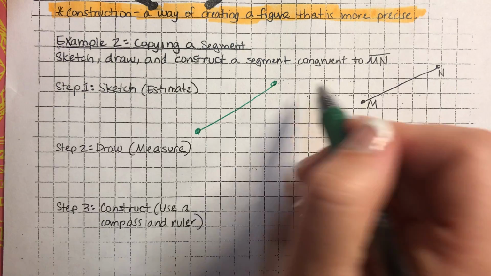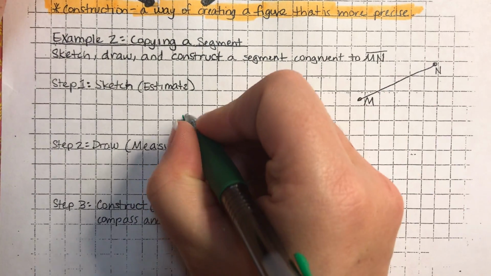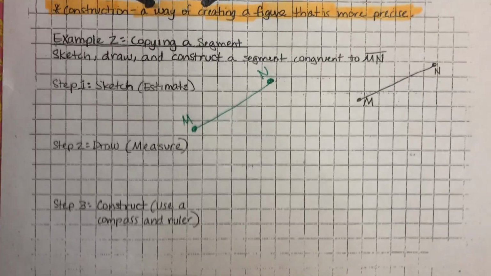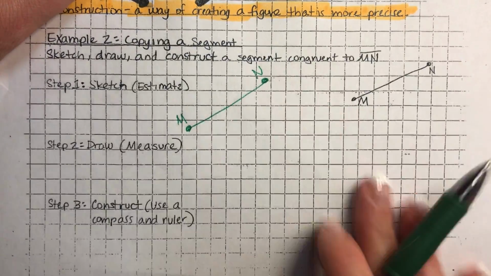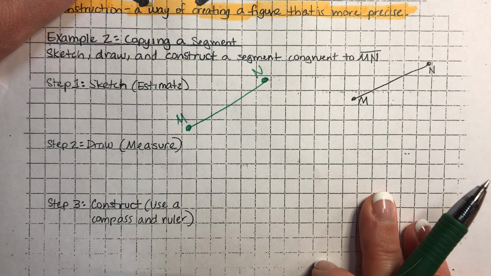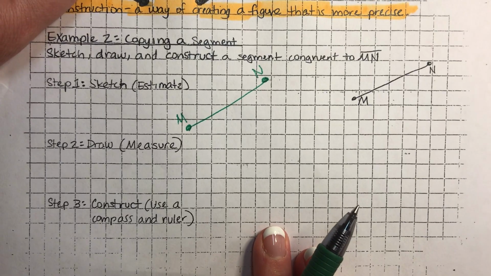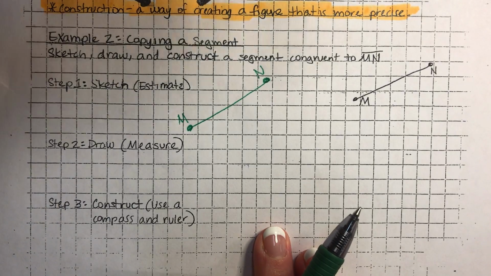So sketch: draw a segment that is congruent to MN. I just say, hey, right there, MN. That's my estimate. I just kind of looked at it, I eyeballed it. It's probably not perfect, but that's just my estimate. Okay? The next step is to draw or to measure it.